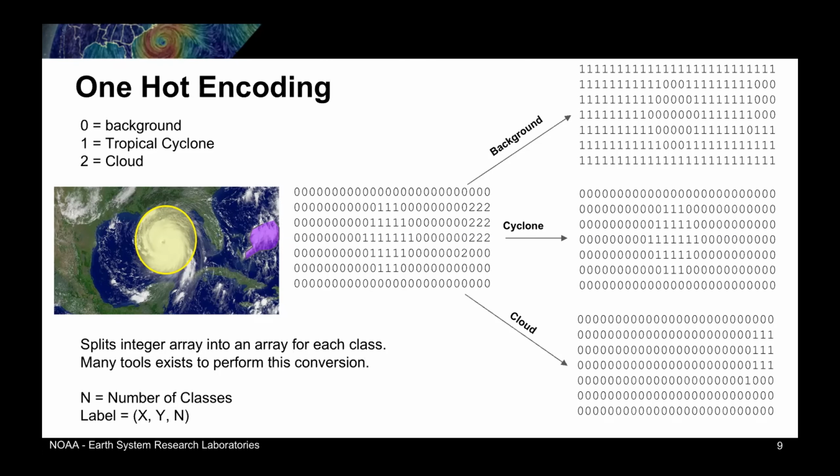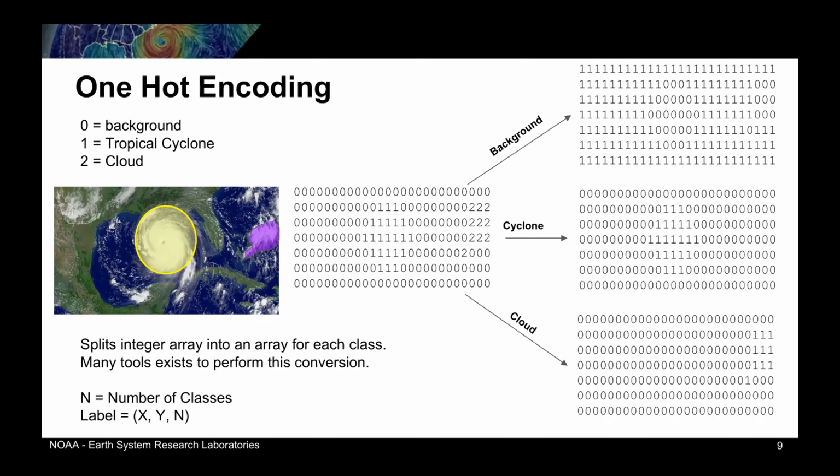The next array is where the cyclone is. So we have the same shape as on that first slide where we have zeros, and then we have ones in the middle where the cyclone was. The last array here is a cloud. So where was that cloud again? So we're not going from 0 to n in an individual array, but now we have n arrays indicating where those specific features are in each of the arrays. So in this case, our ending array becomes a label of x, y, and n, in terms of the number of classes we're trying to solve.